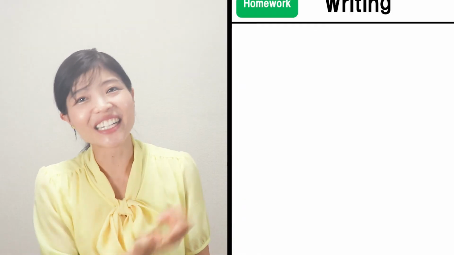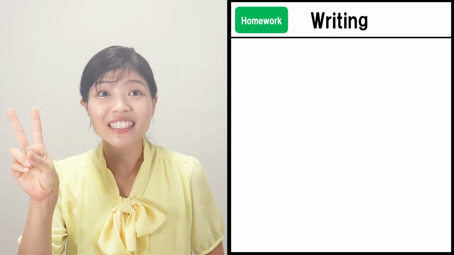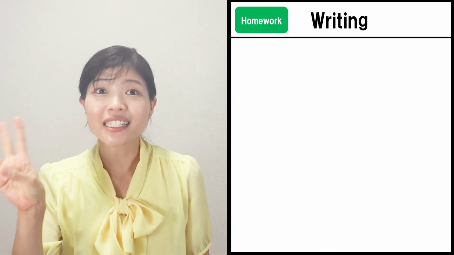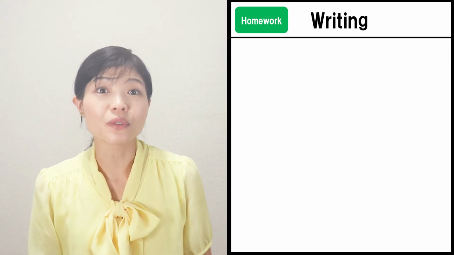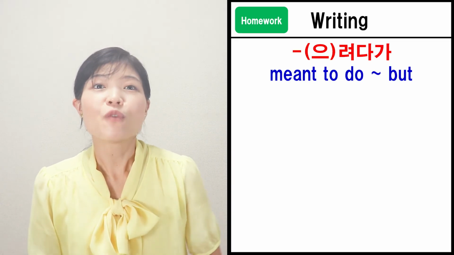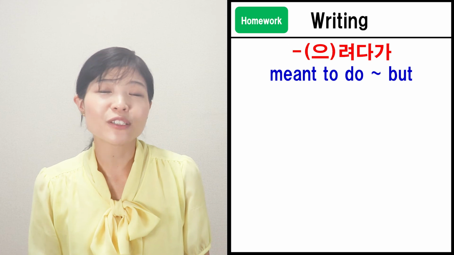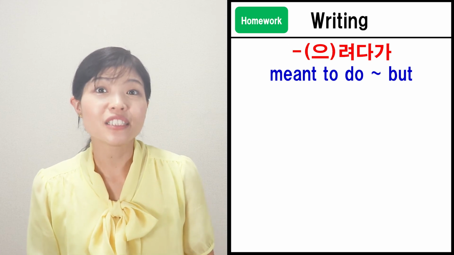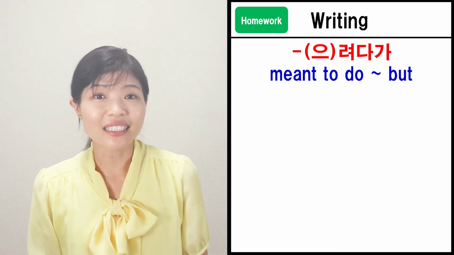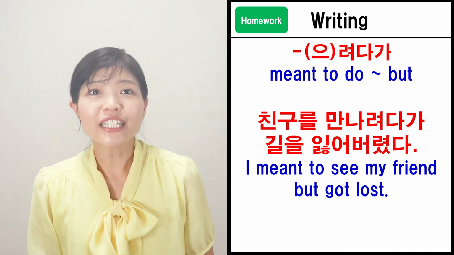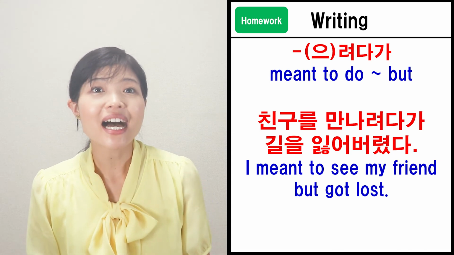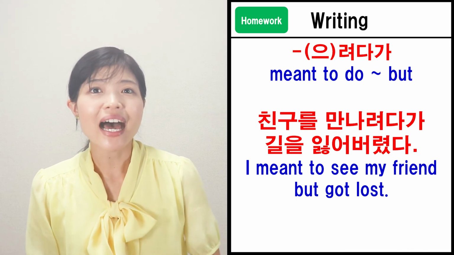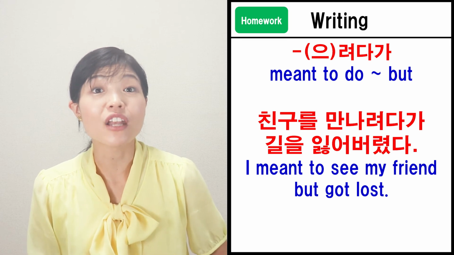Okay, it's time for your favorite homework. Come on, homework. There are 2 parts of the homework. First, please make 3 sentences using the grammatical rules that you learned today. For the first sentence, please use 으려다가, meant to do but, to make a sentence. For example, 친구를 만나려다가 길을 잃어버렸다. I meant to see my friend but got lost.